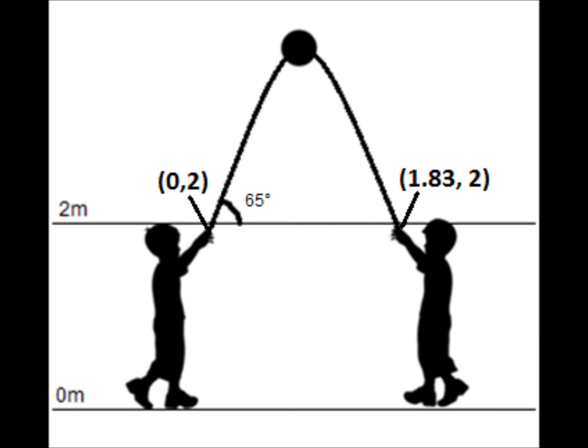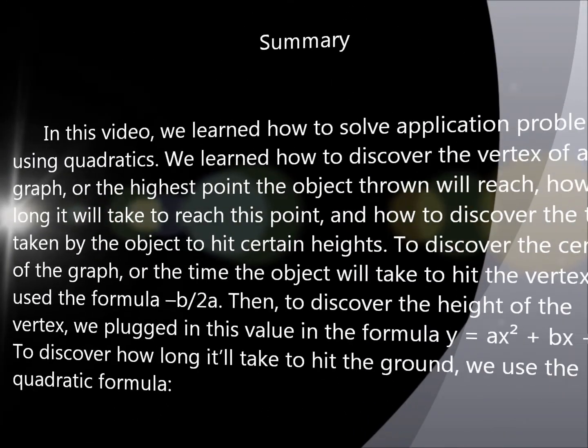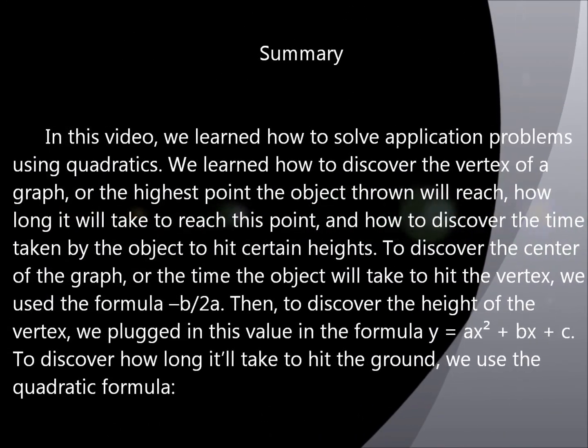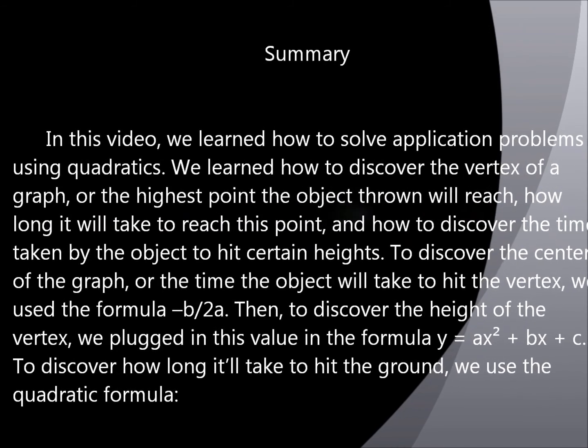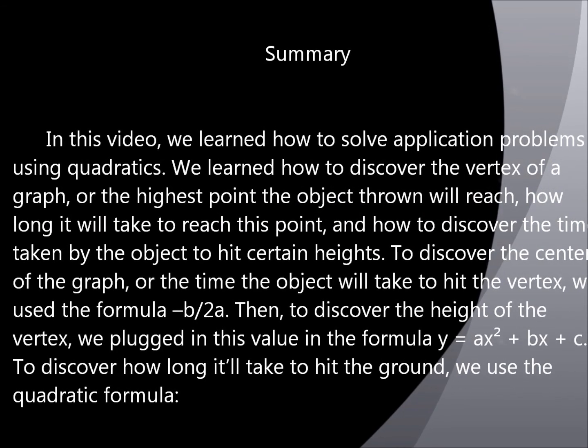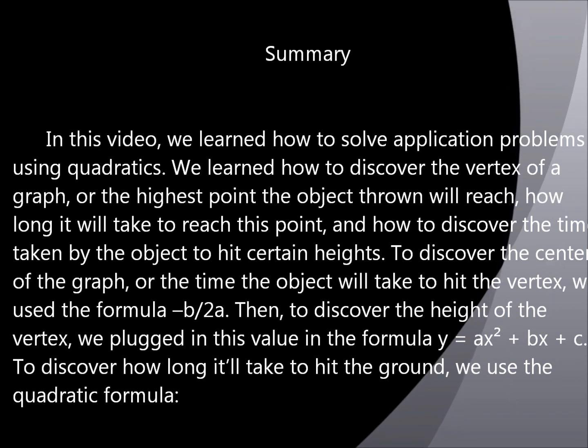So let's sum up everything we said in this video. In this video, we learned how to solve application problems using quadratics. We learned how to discover the vertex of a graph, or the highest point the object thrown will reach, how long it will take to reach this point, and how to discover the time taken by the object to hit certain heights. To discover the center of the graph, or the time the object will take to hit the vertex, we use the formula negative b over 2a.